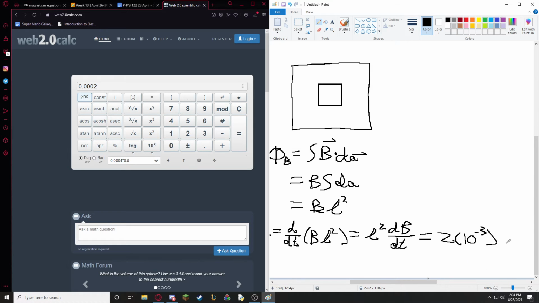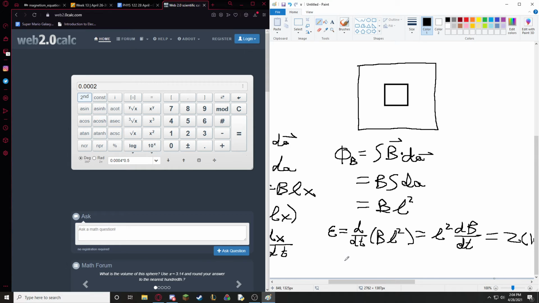Isn't that just volts? Yep, exactly. It's just a voltage. So if we want to get our current, it is going to be our EMF over the resistance in our wire, right? So then we divide that by our 100 ohm resistance, and we get a current of 2 times 10 to the negative 5 amps. All right, does that make sense?